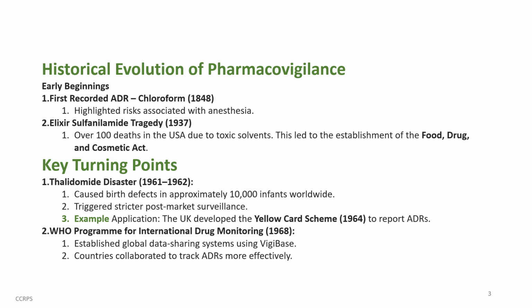Key turning points. Thalidomide disaster, 1961 to 1962. Thalidomide caused birth defects in approximately 10,000 infants worldwide. It triggered stricter post-marketing surveillance. For instance, the UK developed the Yellow Card scheme in 1964 for reporting adverse drug reactions.